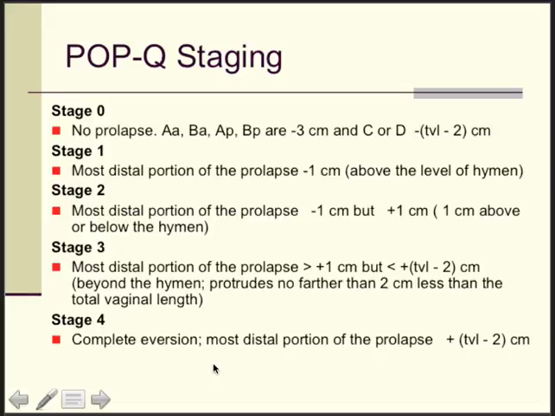Here you can see the different stages, and for instance, if the most distal point of the prolapse is 1 centimeter above the hymen, or at the hymen, or 1 centimeter below the hymen, so in this range, it's classified as POP-Q stage 2.